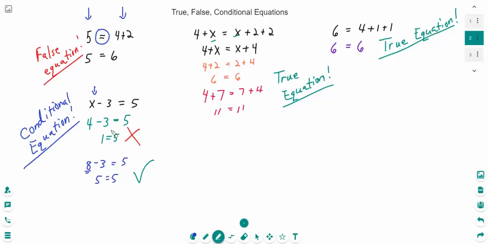Now, let's move on. Oh, and actually, before we move on, just real quick. There are 3 things that can happen. We can either get a false equation, a true equation, or a conditional equation. So keep those ideas in your head.